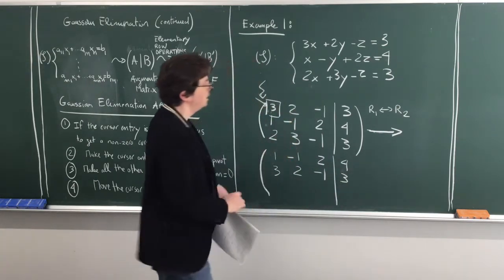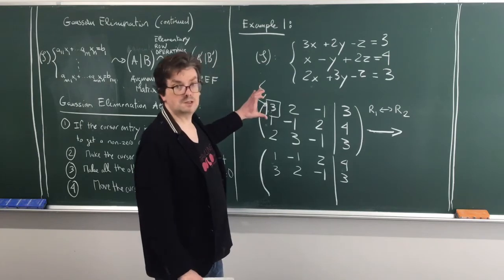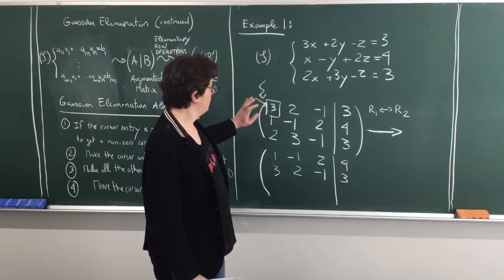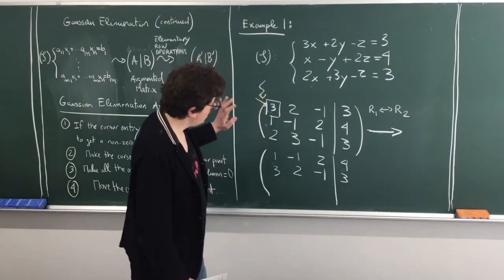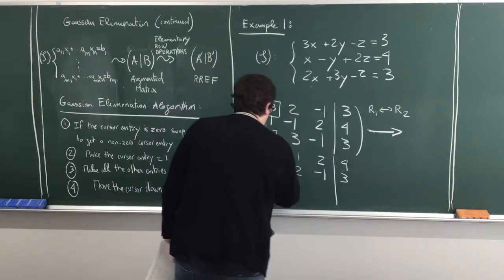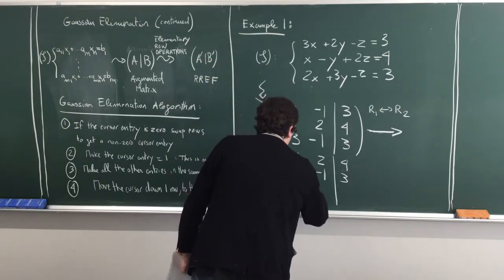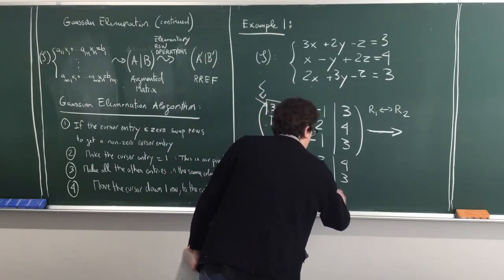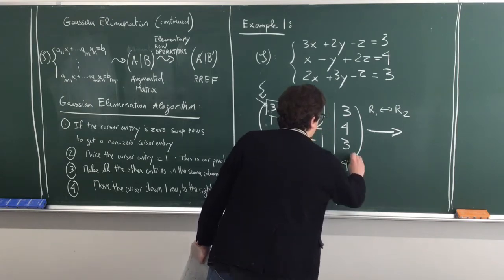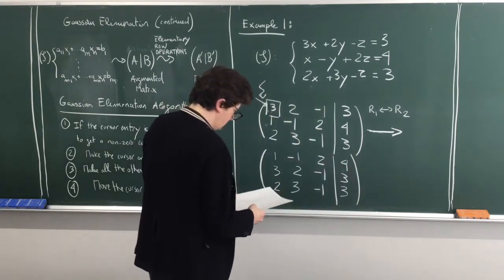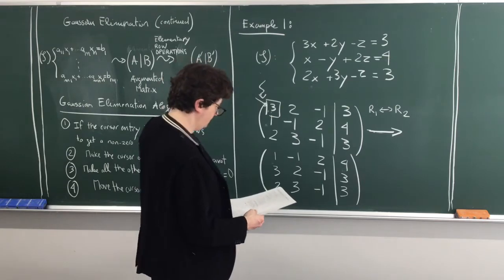And then the meaning is that I'm just doing this operation on the first 2 rows, but the third row remains unchanged. Therefore, 2, 3, minus 1, and 3. Okay, so this is step 1.